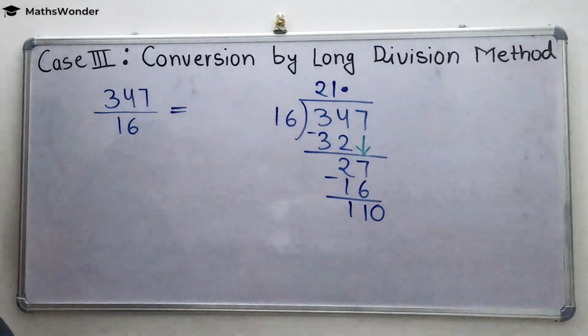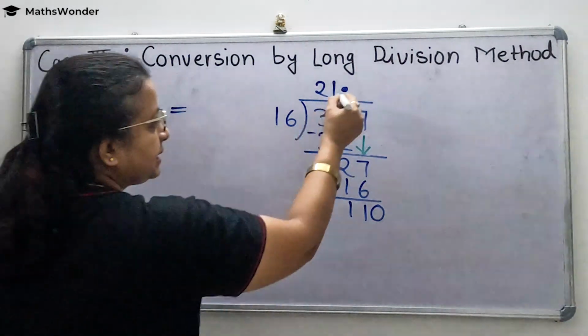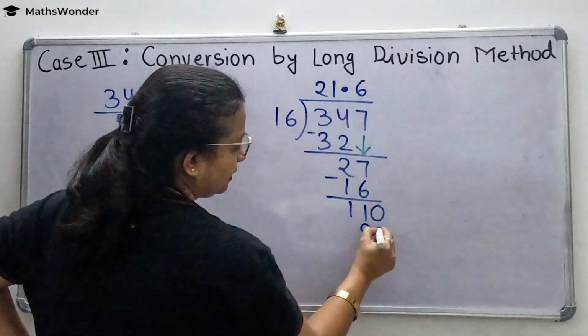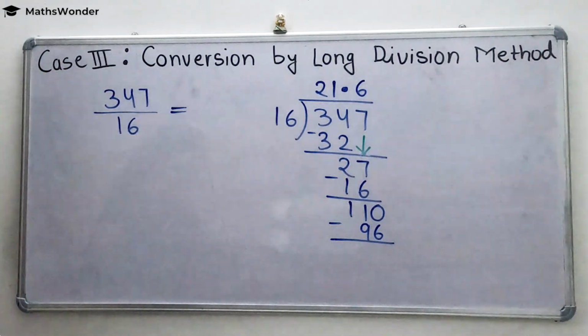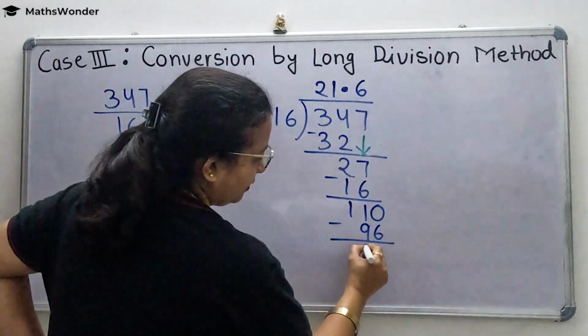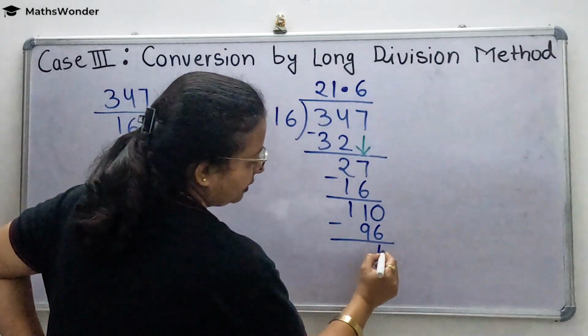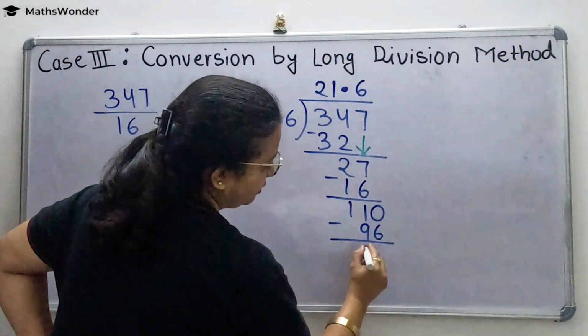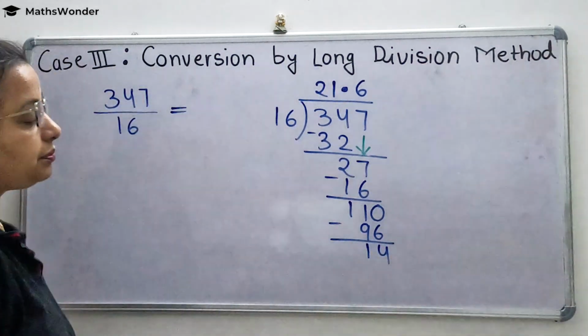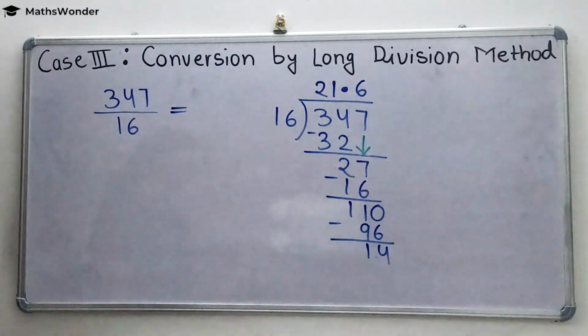So 16 times 6 will be 96, right? Again you will subtract 96 from 110. Then what is the remainder? Remainder will be 14. Okay, I'm writing here 14. So 14 is the remainder.